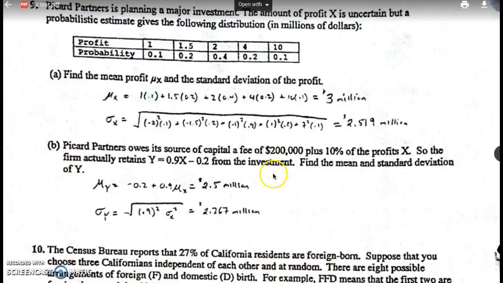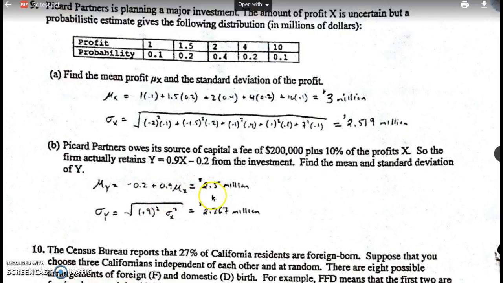Part B, Picard Partners owes its source of capital a fee of $200,000 plus 10% of the profits, X. So the firm actually retains y equals 0.9x minus 0.2 from the investment. Find the mean and standard deviation of y. So this is where we're going to do a transformation. So the mean of y is, I just flipped the order of these around, -0.2 plus 0.9 times the mean of x. The mean of x was 3.